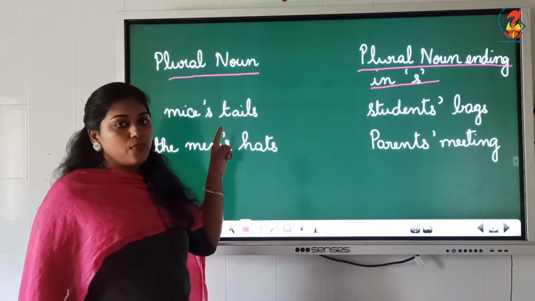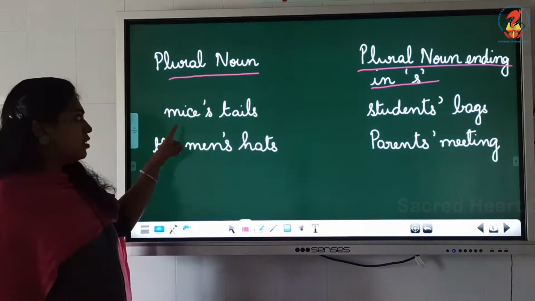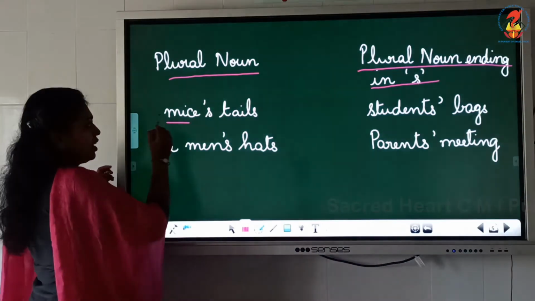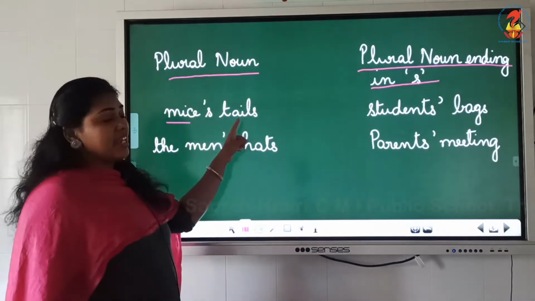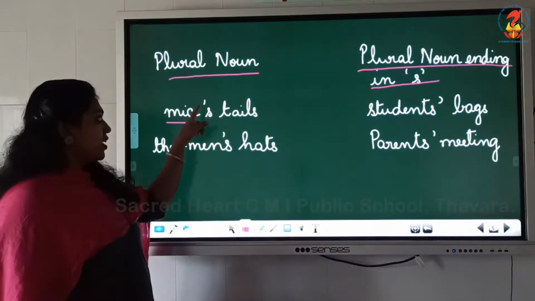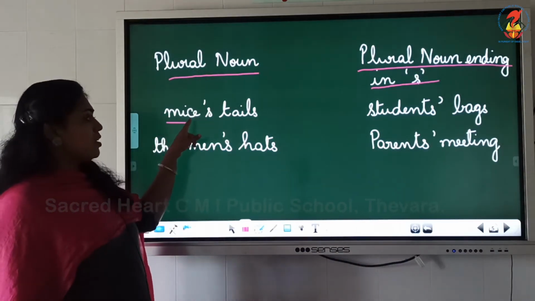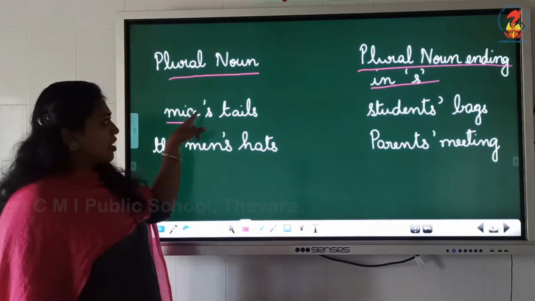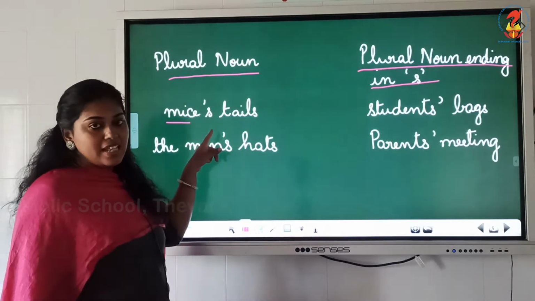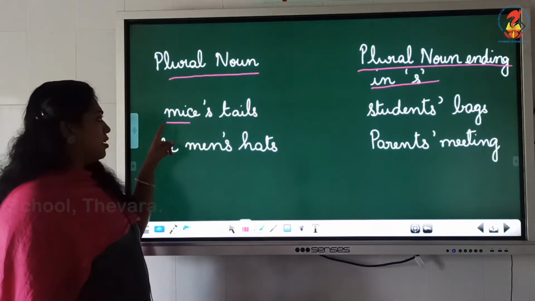Mice is the plural form of mouse. So here it is a plural noun, right? To show mice's tails, here we can put apostrophe s because the noun is not ending in s. So you can write apostrophe as well as s to indicate possession.